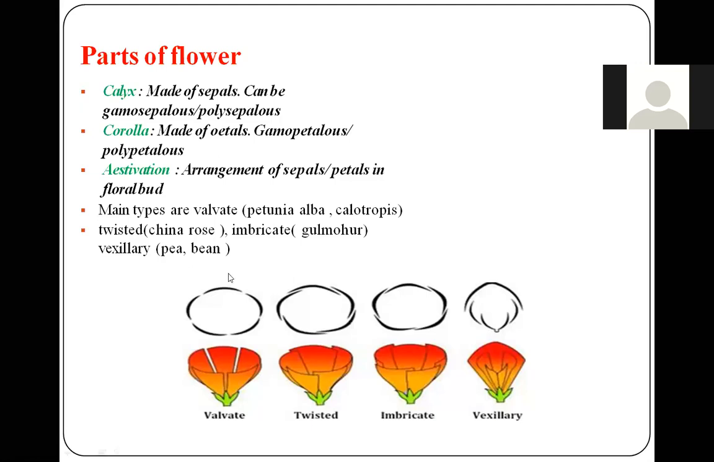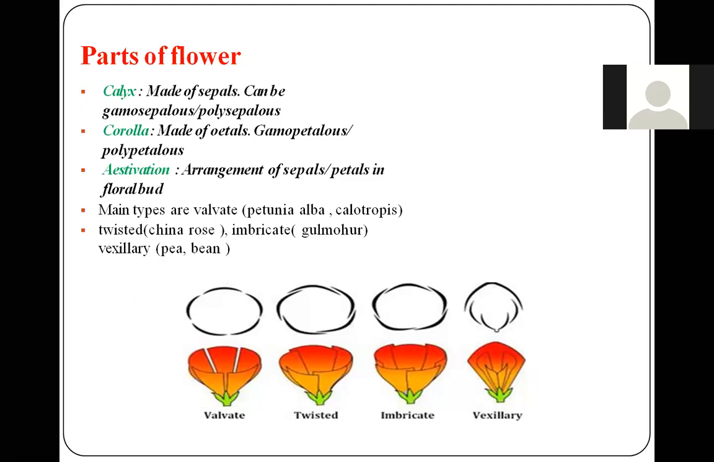Next is the estivation. Estivation is the arrangement of the sepals or petals in the floral bud. So floral bud, that is the flower. Whatever arrangement of the sepals or petals is carried out in the flower, in the calyx and the corolla, that is known as estivation.